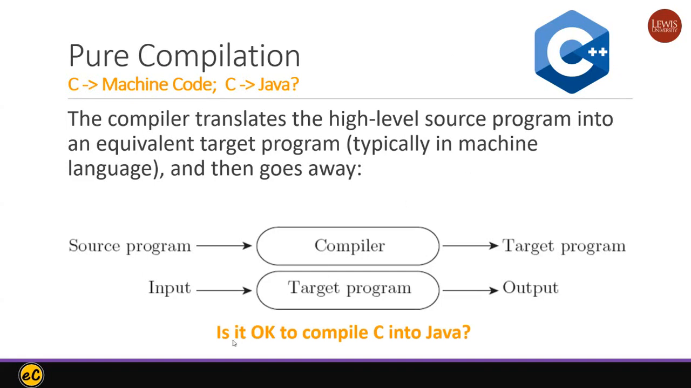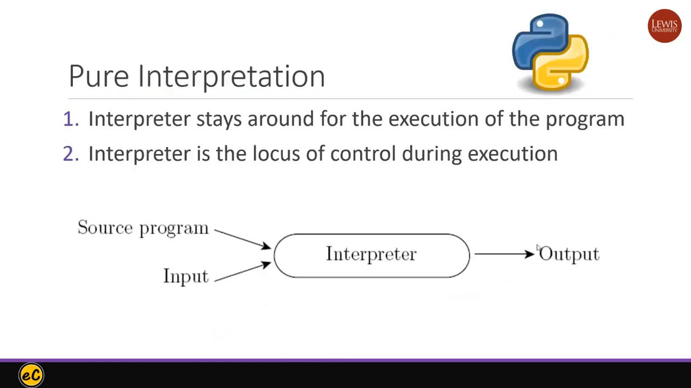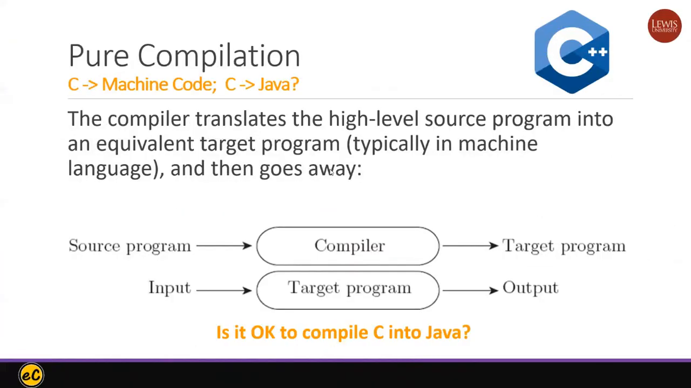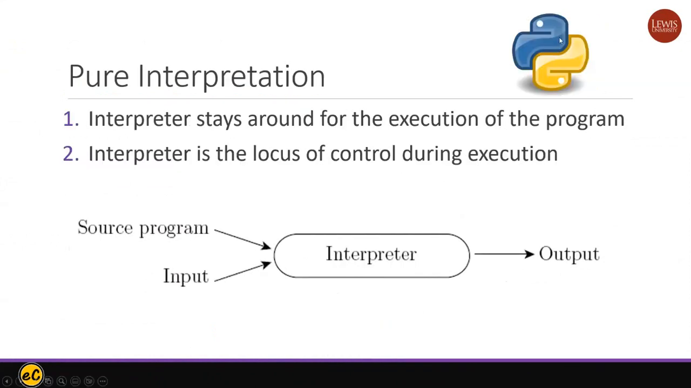And is it okay to compile C to Java? Yes, you can compile C to Java and then run on the Java virtual machine. But basically pure translation is translating from one language to the other, especially from a high level language to executable code. Another type is pure interpretation. So pure interpretation and pure compilation. Pure compilation is C++. Pure interpretation is Python.